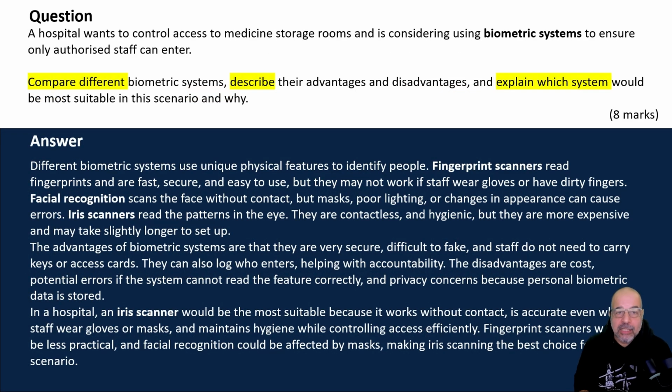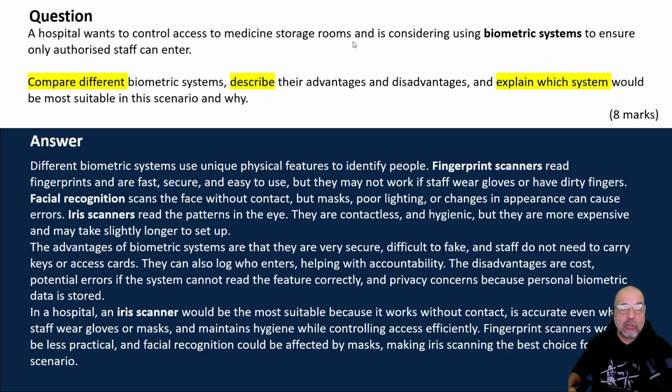Okay, this question is focused on what we described about biometric systems, and we've got this hospital scenario here. It says a hospital wants to control access to medicine storage rooms and is considering using biometric systems to ensure only authorized staff can enter. Compare different biometric systems, describe their advantages and disadvantages, and explain which system would be most suitable in this scenario and why. All right, so it's a hospital.